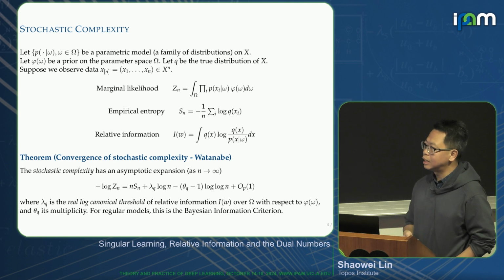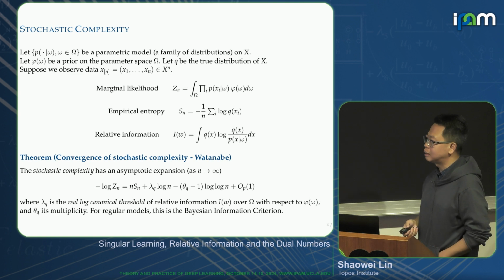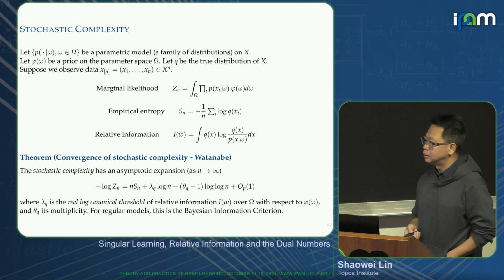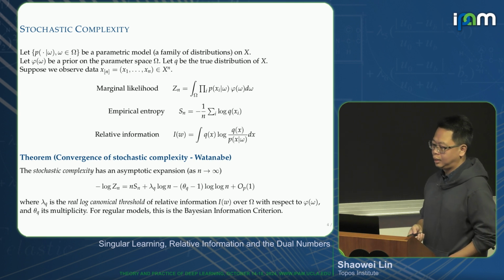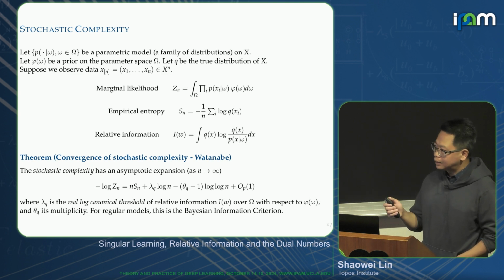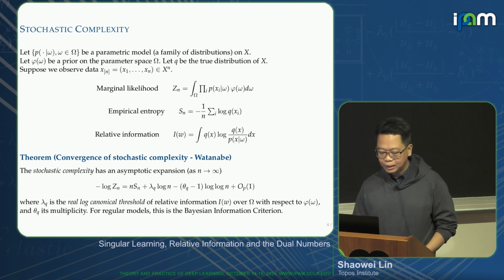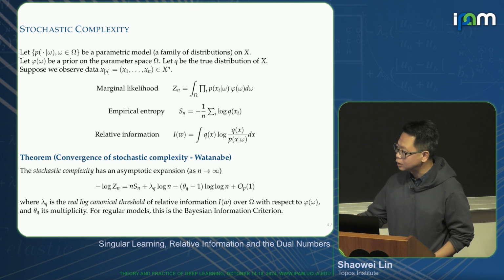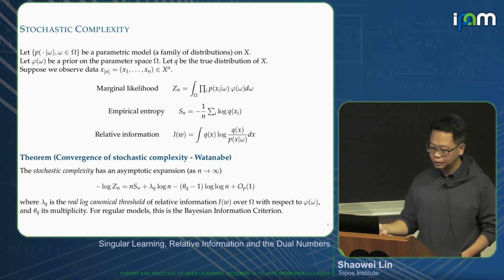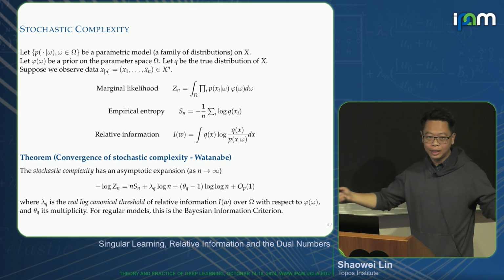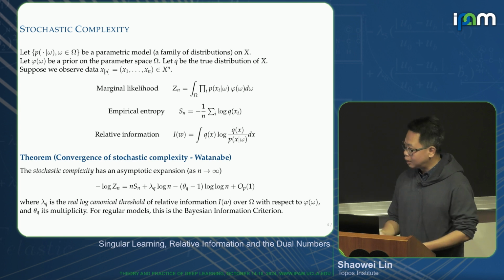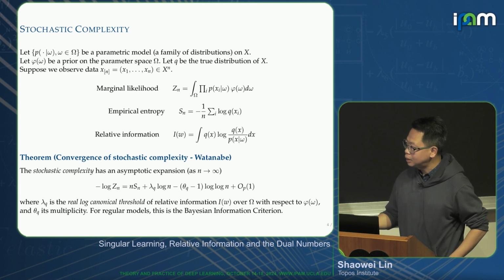And then lastly, we have the relative information I(ω), which is the distance from the model P(x|ω) to Q. So now we can state Watanabe's theorem. Watanabe's theorem says that stochastic complexity, which is defined to be the negative log of the marginal likelihood, has an asymptotic expansion as the number of samples goes to infinity, and that's going to be n times the empirical entropy.